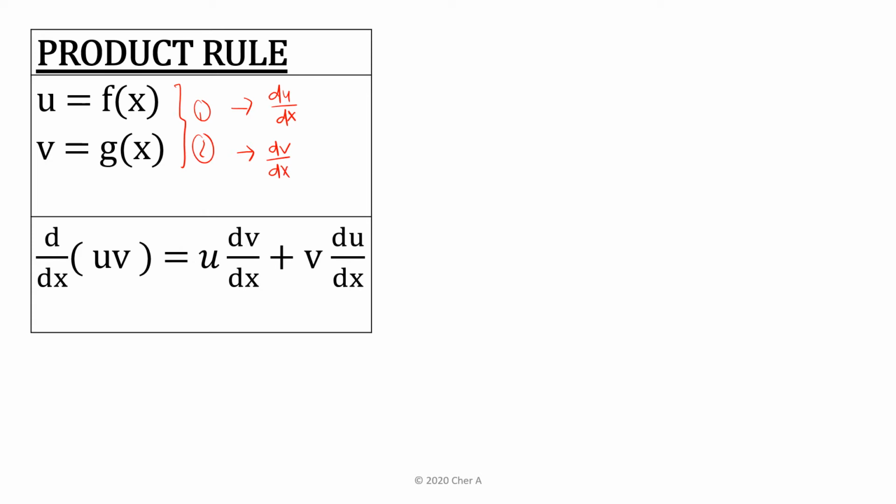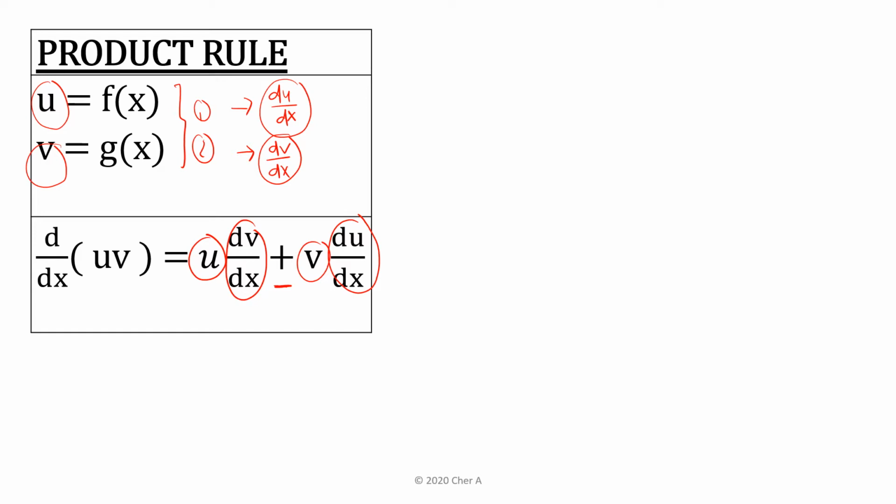Putting them together, you have your first function of x multiplied by your differentiated second function of x plus your second function of x multiplied by the differentiated other function of x. So they look like they swapped table mates.